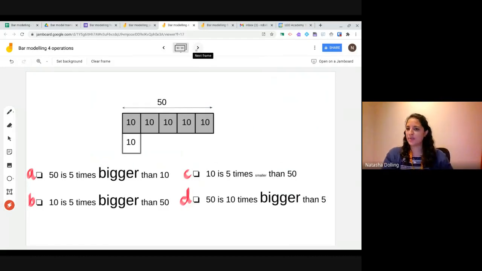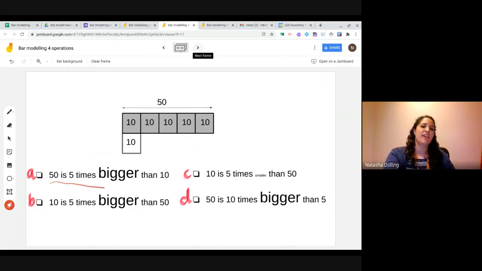I think I had loads more to show you, but I'm aware that it's 5 now, so we're just going to end with this activity and then the evaluation. I've got a bar model here. 50 is the whole. Each of my parts are worth 10, and I've got some sentences. Can you tell me which ones you think are true or false?